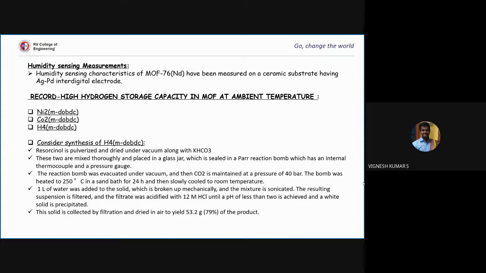The next subtopic is how we can achieve record high hydrogen storage capacity in a metal organic framework at ambient temperature. In this, we are mainly going to discuss nickel M.DC, cobalt M.DC, and hydrogen M.DC. So we are mainly going to consider the synthesis of hydrogen M.DC.